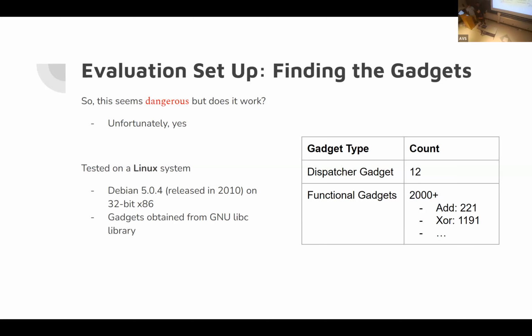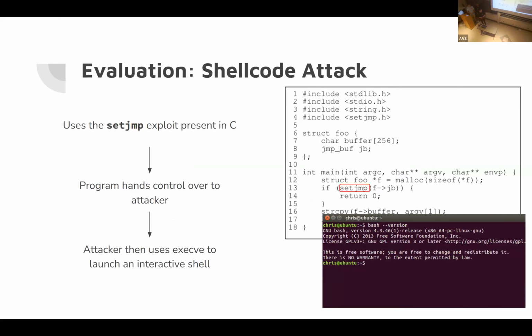If you take a look at the table on the right, they were able to find 12 different dispatcher gadgets, which are used to launch the attack, and over 2,000 functional gadgets. These are elementary instructions like add, subtract, load, and that kind of stuff. In terms of the actual attack, they do run a shellcode attack. Essentially they use the setjmp exploit present in C to load the thing. Skipping all the details, they're ultimately able to launch an interactive shell at the very end.